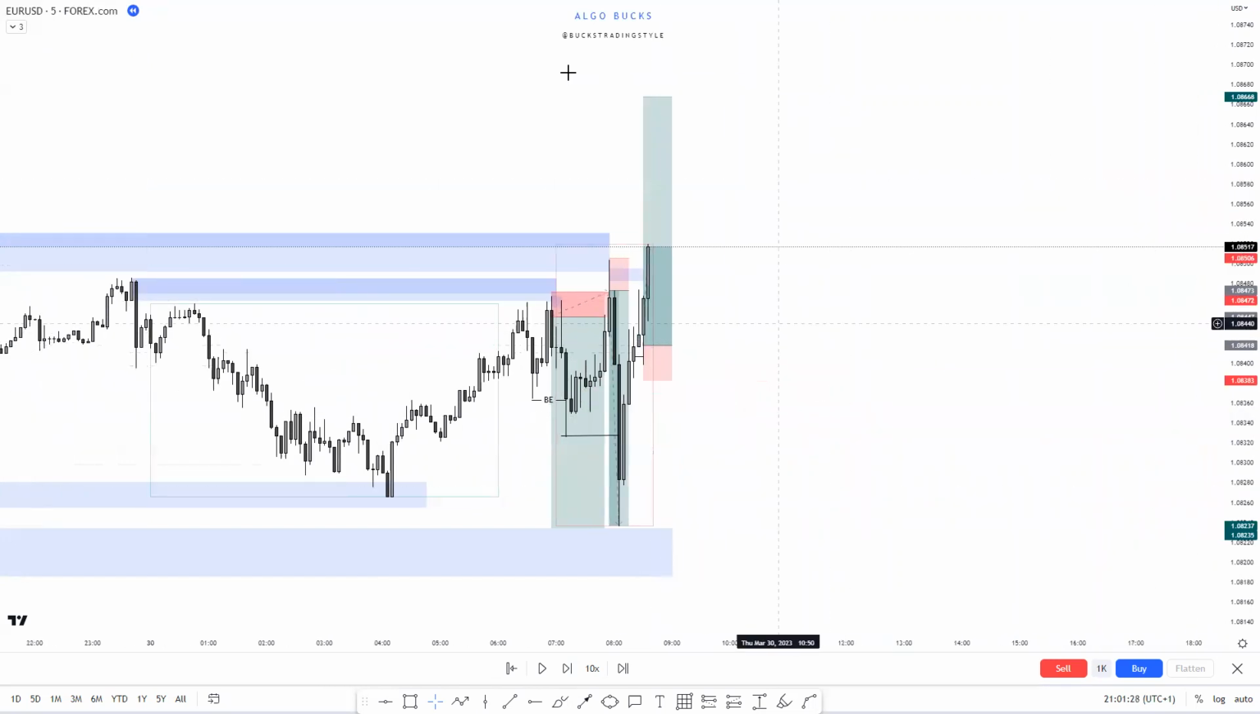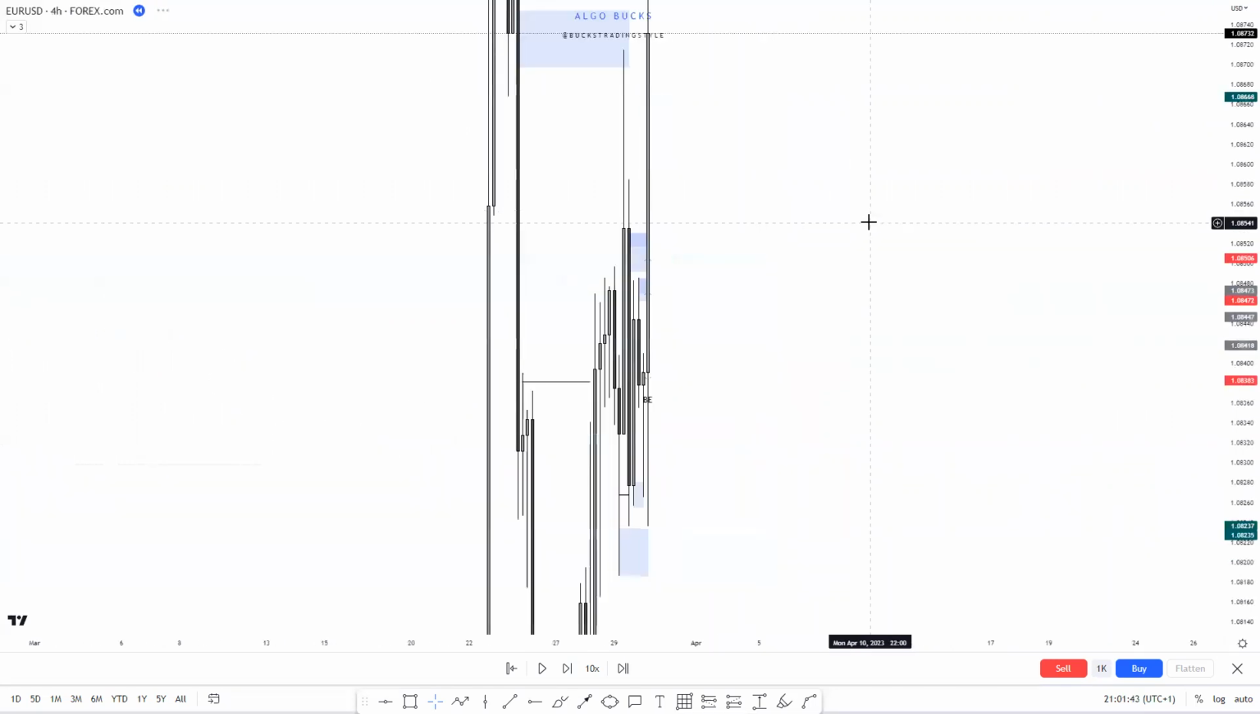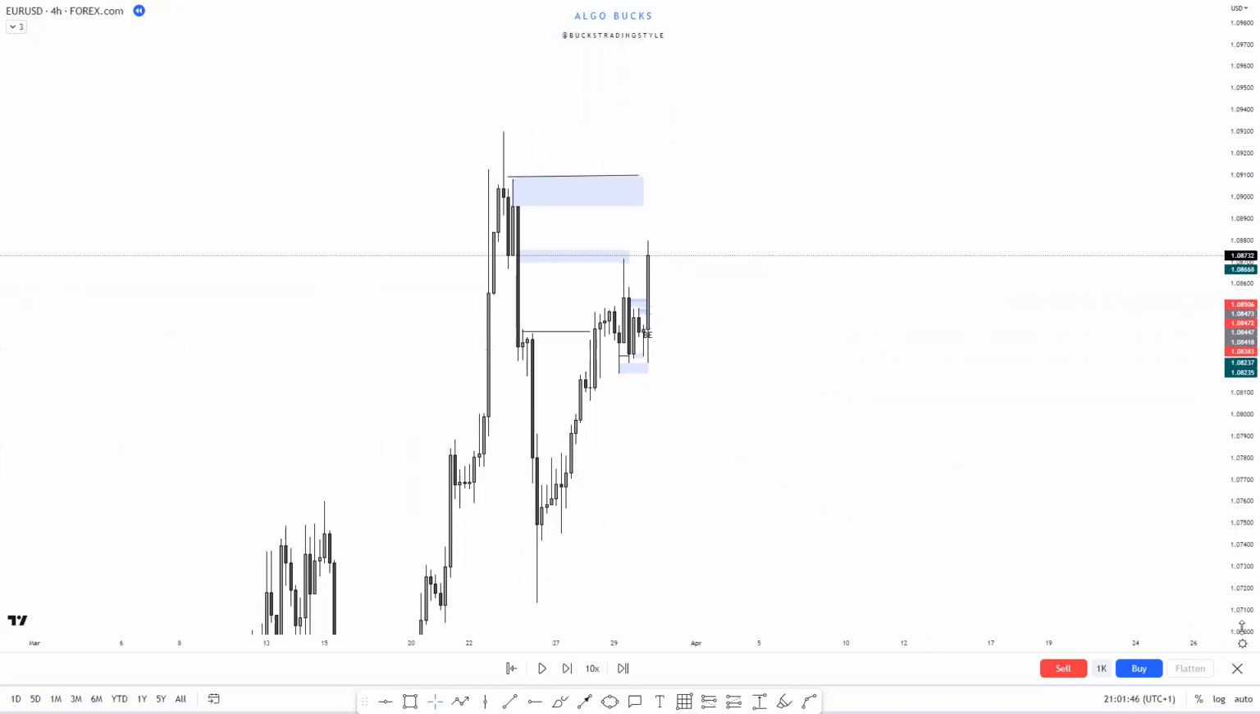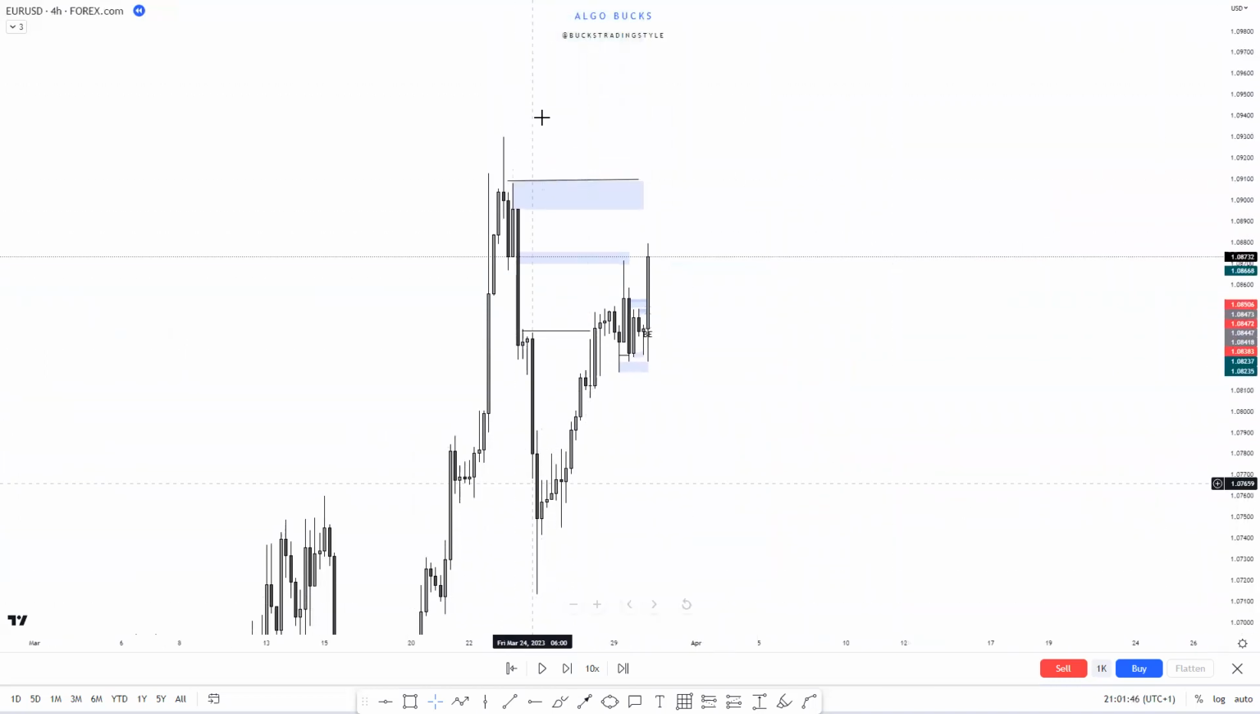So we've gotten one re-entry. On the 5-minute time frame, price took out this high, and then we have this low. So we'll probably be getting a retracement and then a continuation because our target is from a higher time frame. Our target is from the 4 hours. We are looking to target this high right here.